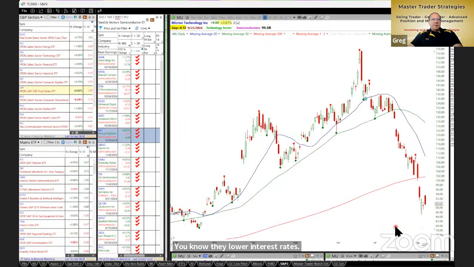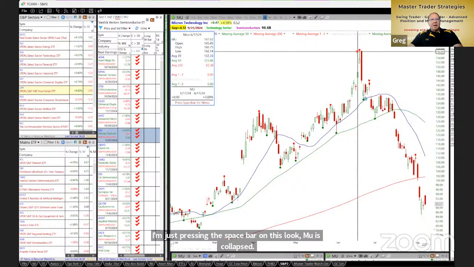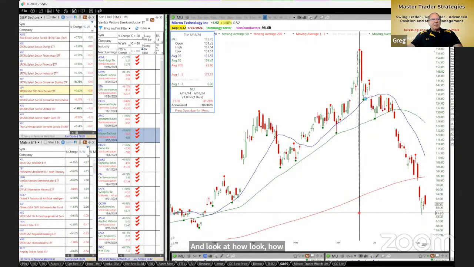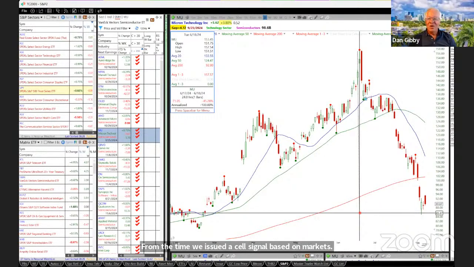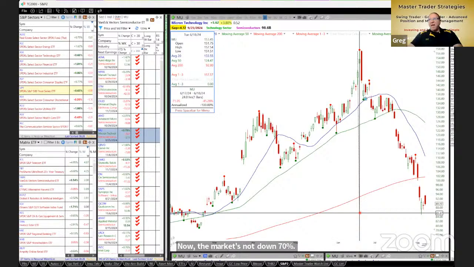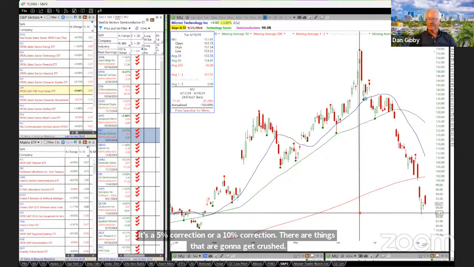So I'm just pressing the space bar on this. Look, MU has collapsed, and look how far down this has gone in a short amount of time. So it's already down 70% from the time we issued a sell signal based on market internals. Wow. Now, the market's not down 70%, but one of the things I say every single time, whether it's a 5% correction or a 10% correction, there are things that are going to get crushed. Wow. 70%.